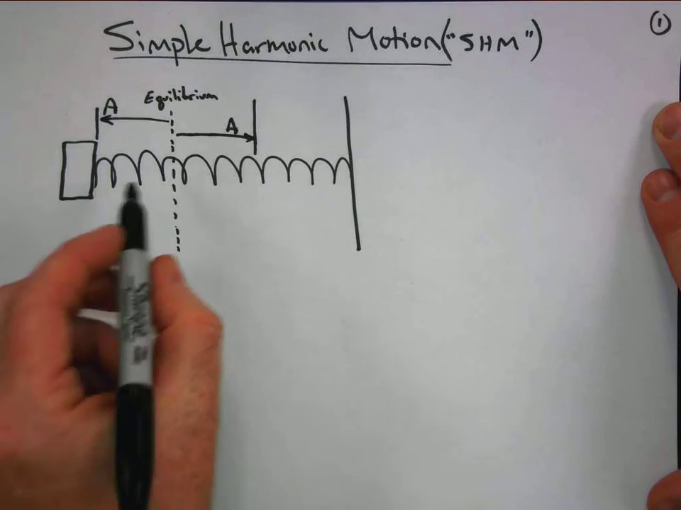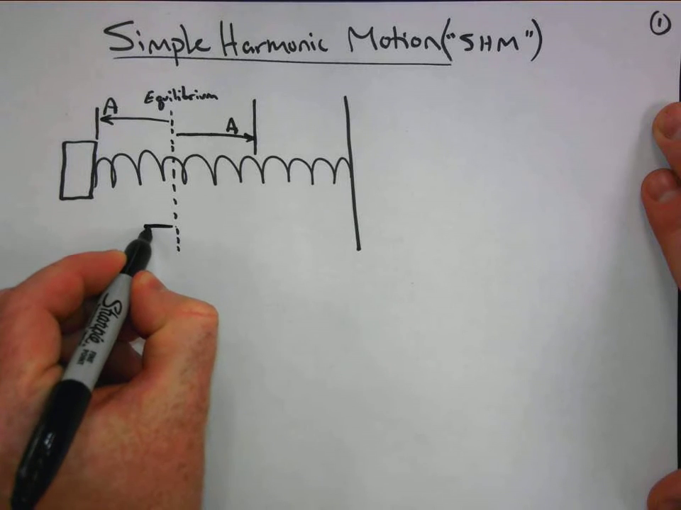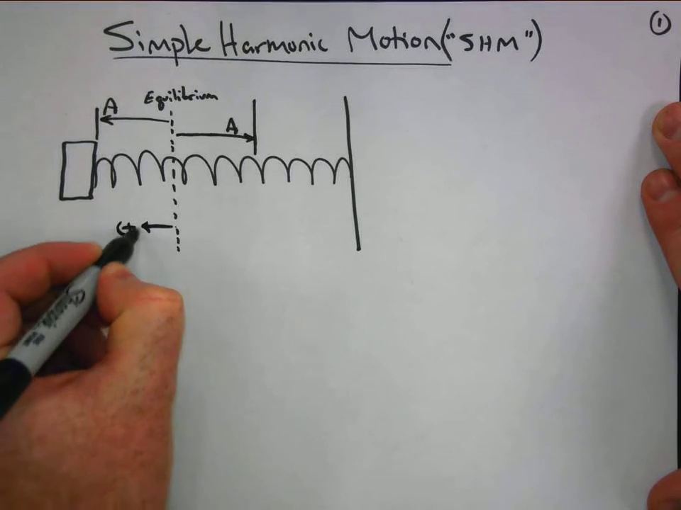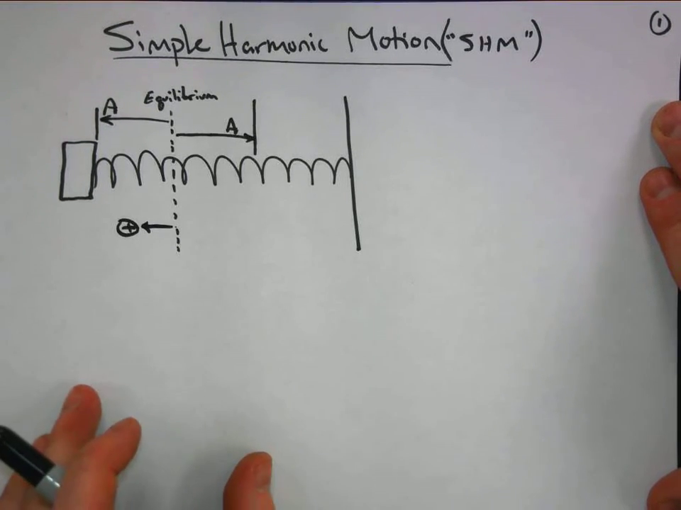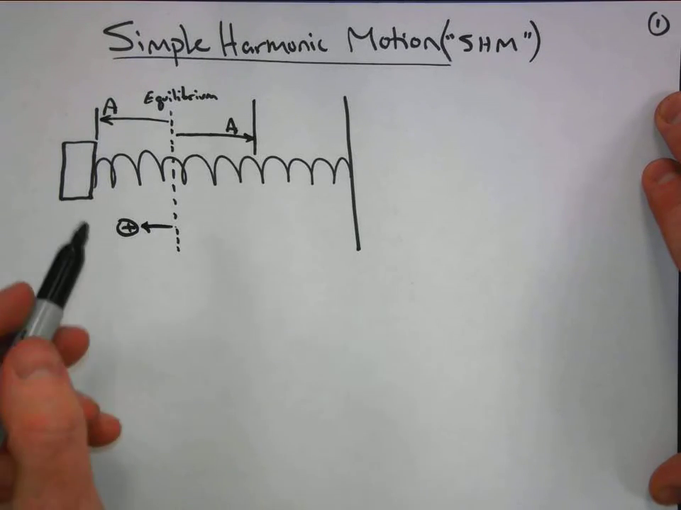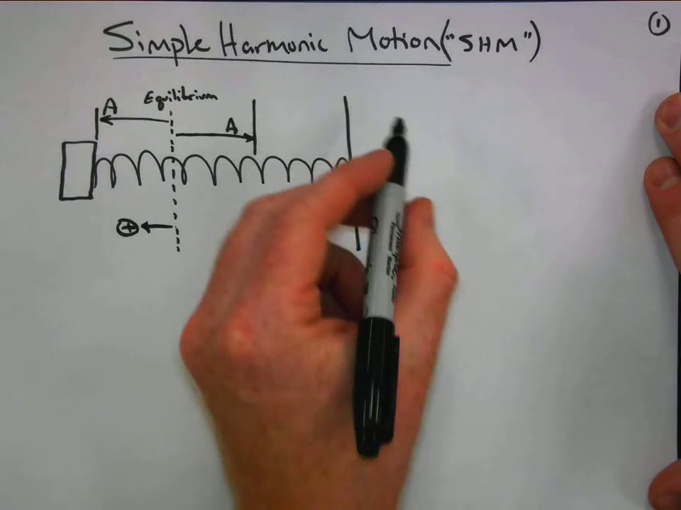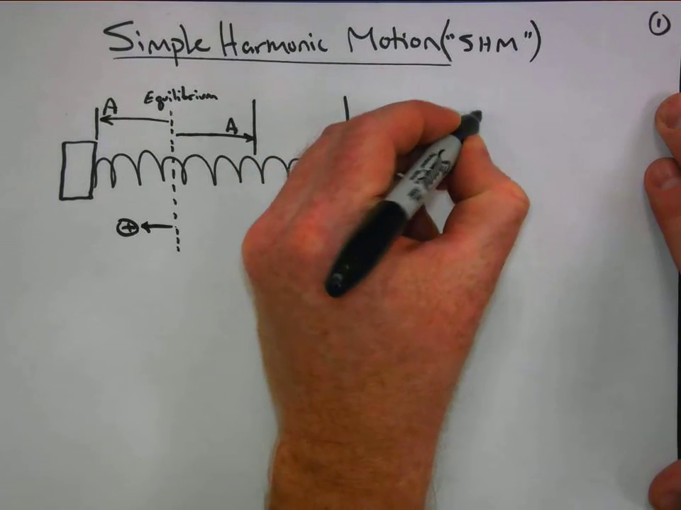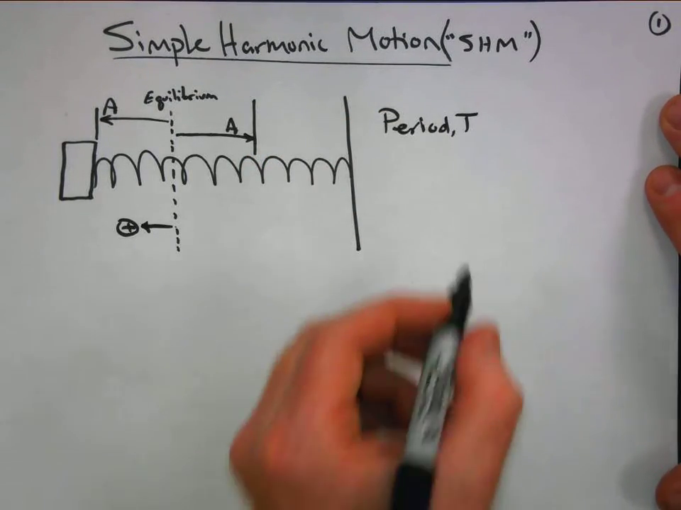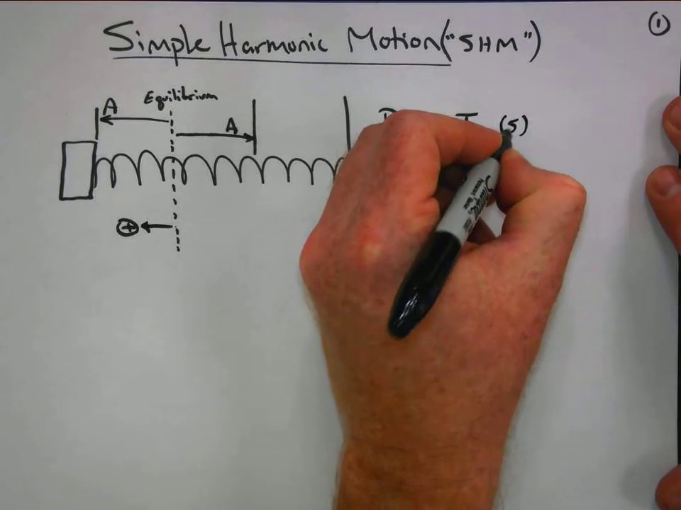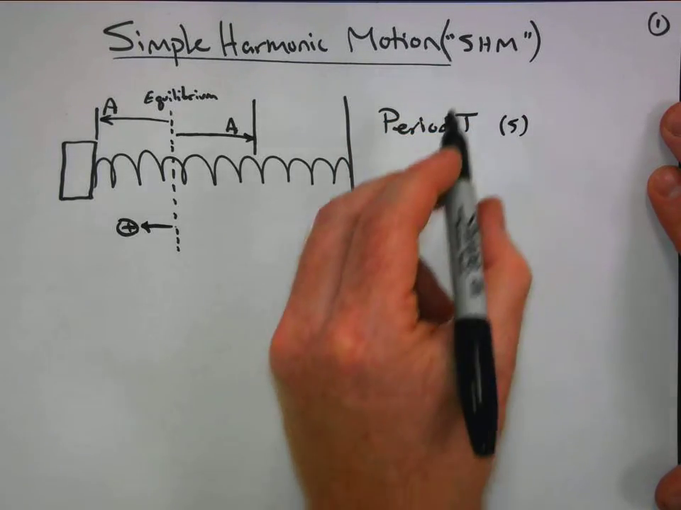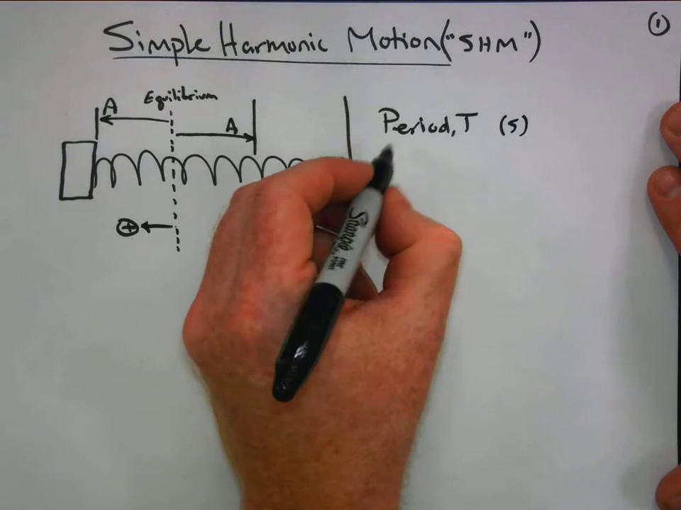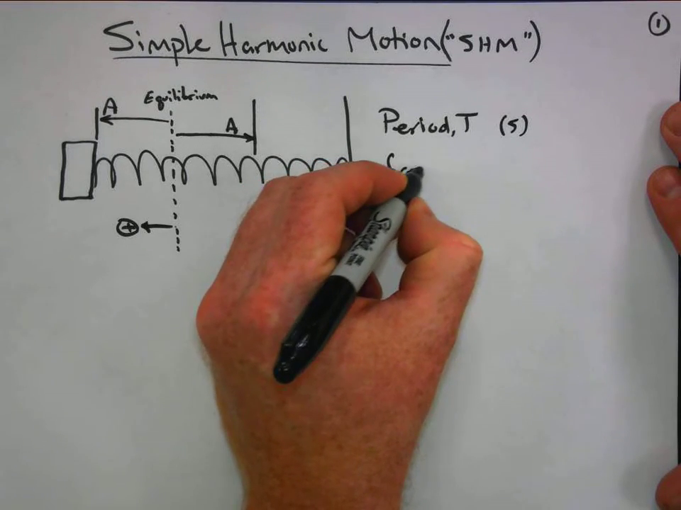So I want to make sure I'm clear on a couple things. Number one, let's have that way be the positive direction. Okay, fair enough. There's a couple other things. There's this idea that there is a period of oscillation, the time it takes to complete one oscillation, that'll be measured in seconds, right? Time for one oscillation.